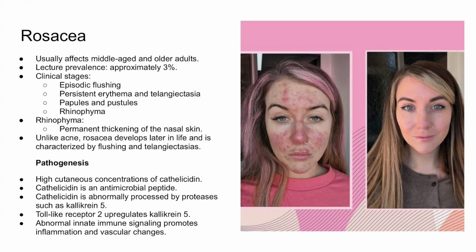The pathogenesis involves abnormal innate immune signaling, including increased cathelicidin activity and altered processing by kallikrein 5, along with vascular hyperactivity. So the easiest exam distinction, just basically getting rid of all that fluff, is adolescent comedones for acne versus an older patient with flushing, telangiectasias, and no comedones for rosacea.